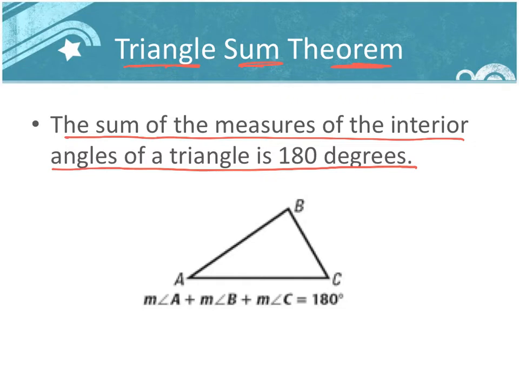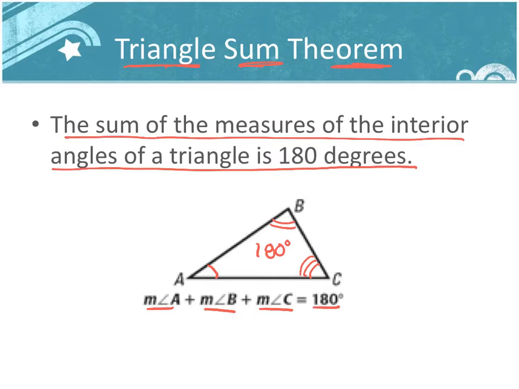It means that 100% of the time, every single time in a triangle, if you were to take angle A plus angle B plus angle C, whatever they are, it will 100% of the time always equal 180 degrees when we add them together. A plus B plus C equals 180 degrees.